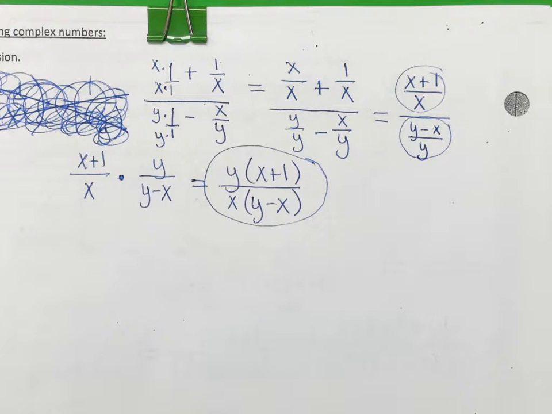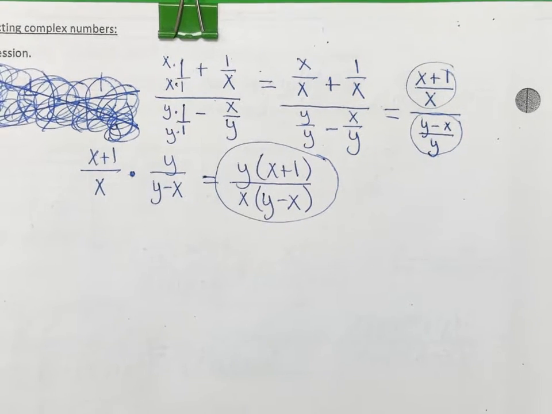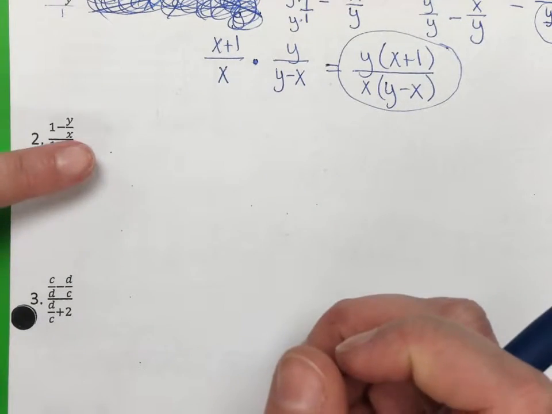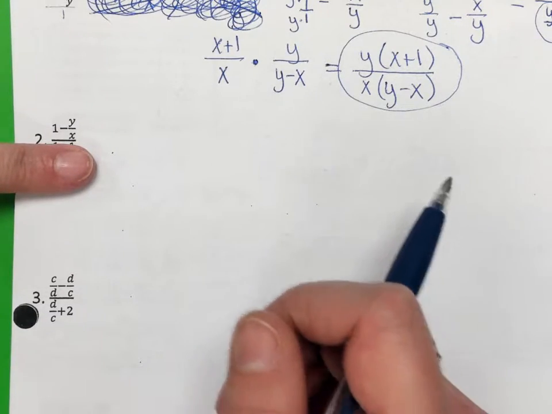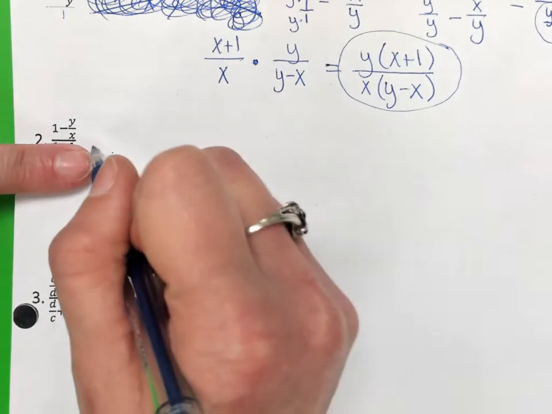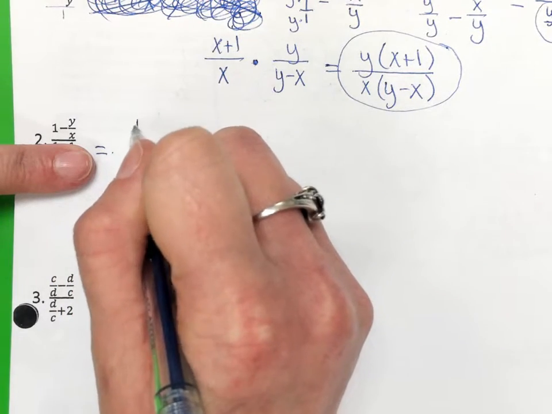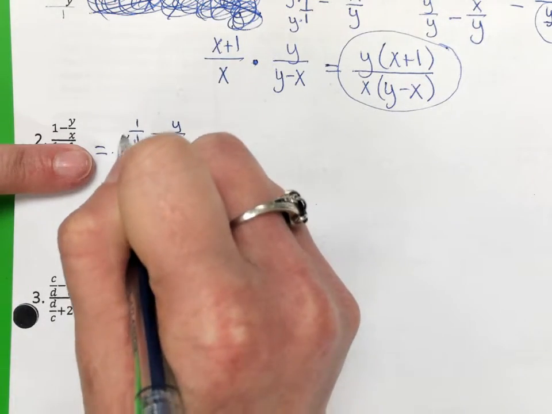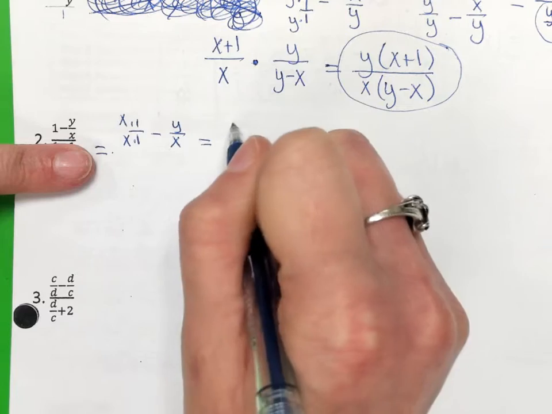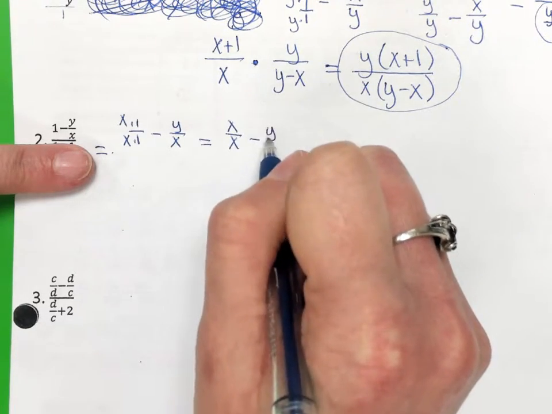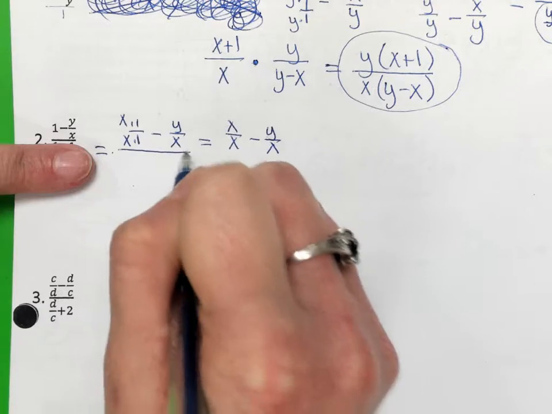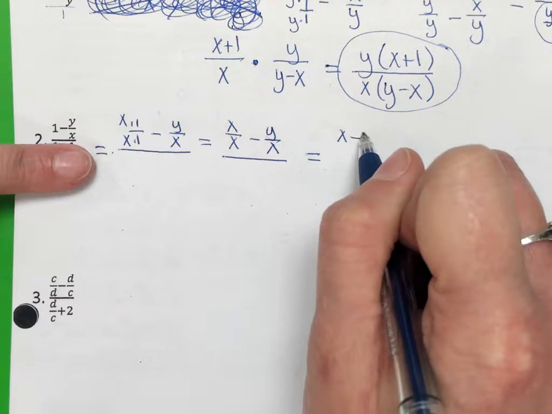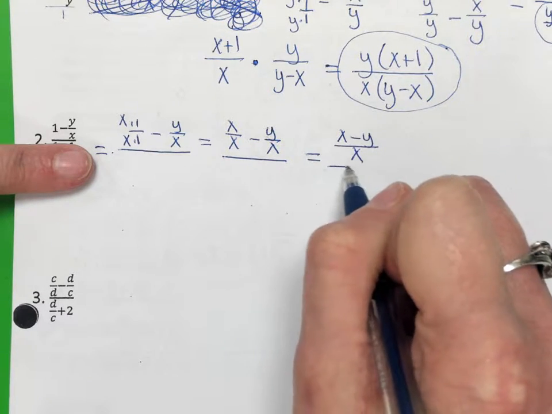Can we try the other one? Let's try it this way. Since we got it this way, let's just keep it simple, okay? All right, here we go. So let's do this. You ready? Pretend like that's not there. I've got just the top. So what could I do? Put it over 1. So 1 over 1 minus y over x. Multiply by x, top and bottom. So x over x minus y over x. And make it one big fraction, x minus y over x.